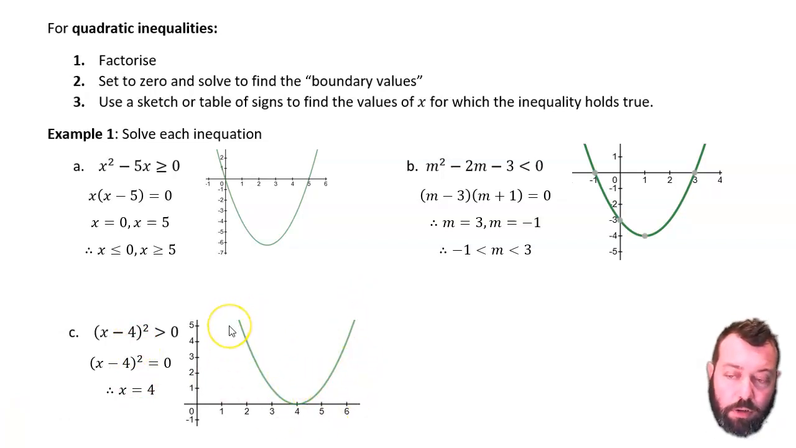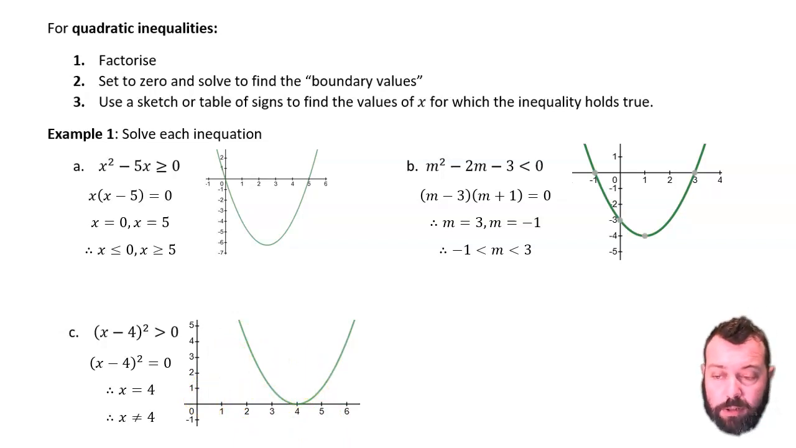So when is that greater, not greater than or equal to, when is that greater than 0? Well, as long as x doesn't equal 4, it's greater than 0 for all other values. So that's my solution. x does not equal 4.